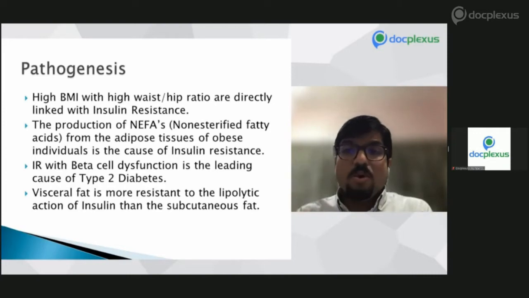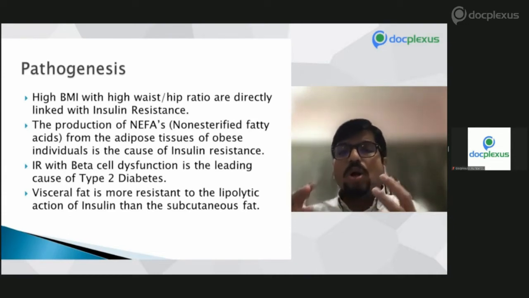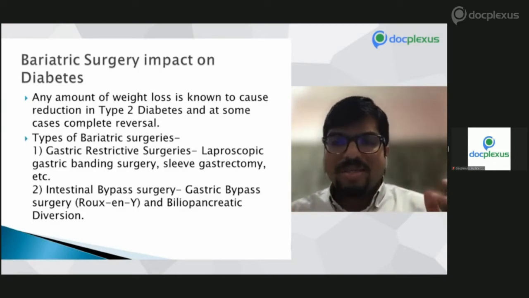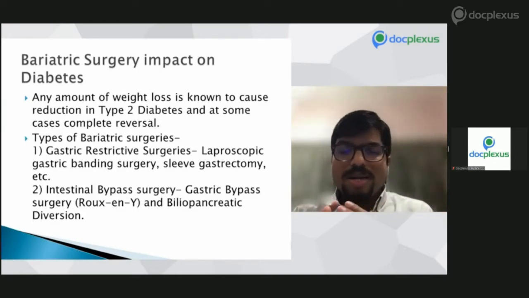Visceral fat is more resistant to the lipolytic action of insulin than subcutaneous fat. So all in all, this leads to something called insulin resistance, leading to diabetes. I always give my patients a very simple example. It might sound crude, but it is apt.